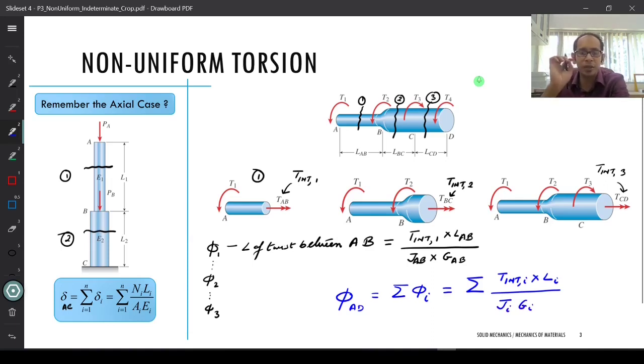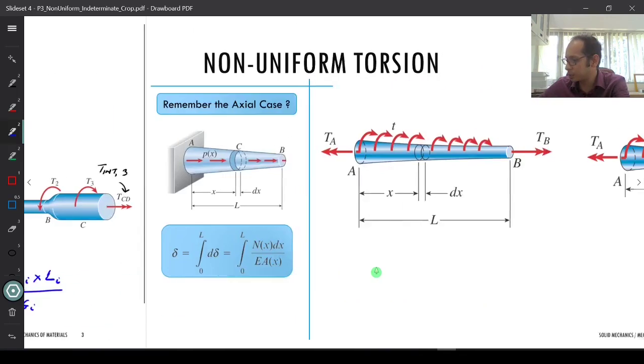So you see, analogically it is so similar. If you have properly understood and learned the derivation for the axial case, doing it for the case of pure torsion is actually pretty easy. Let's go ahead and look at some of the further analogies which are there.